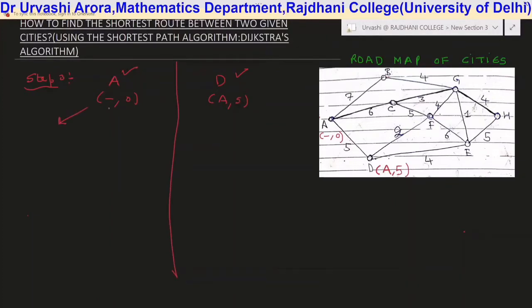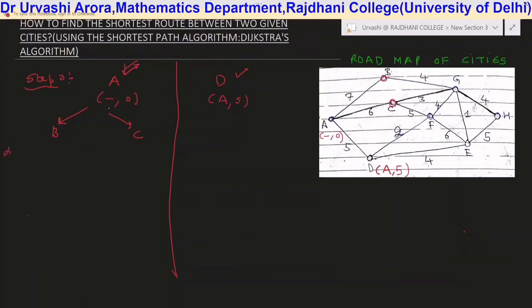Corresponding to A, the adjacent unlabeled vertices are B and C, which you can see in the graph. So there are two adjacent unlabeled vertices B and C. D is also adjacent to A, but D has already received a label, so we will not take the vertex D into consideration. So B and C are the adjacent unlabeled vertices that we have adjacent to the labeled vertex A.